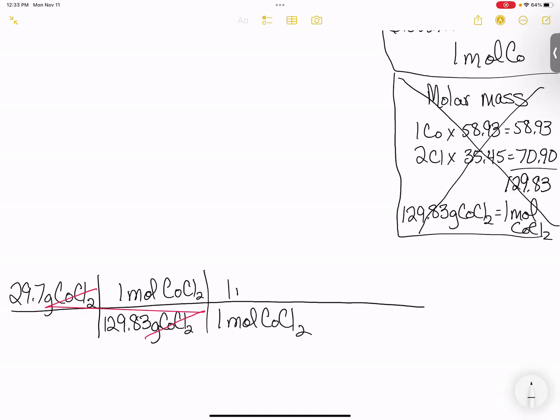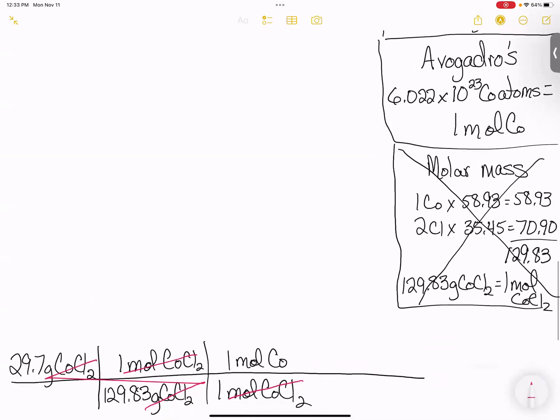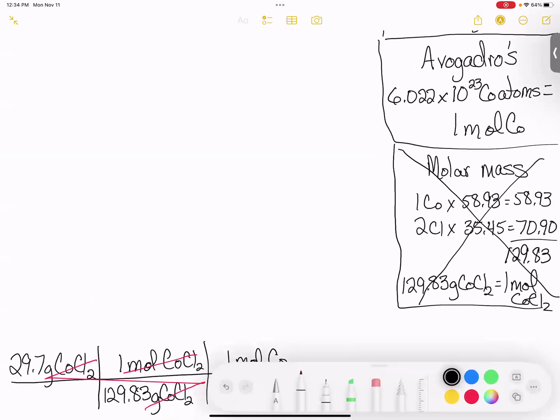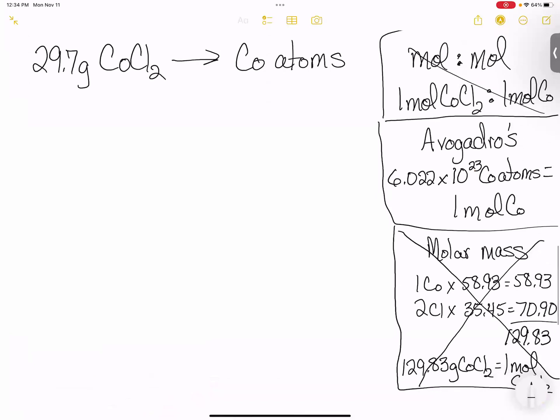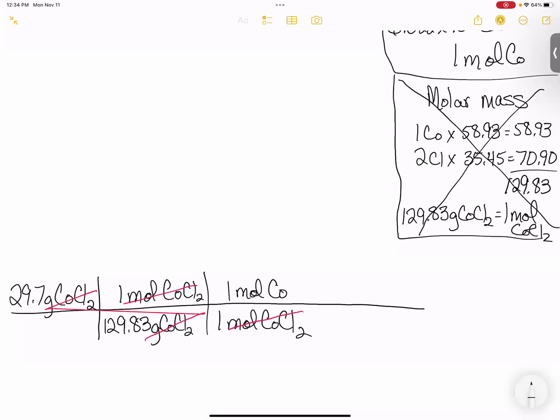Why? Because the substance and the unit has got to cancel. You're now left with moles of CO. And again, once you've used a conversion factor, you don't use that one again. So we're done with the mole to mole. We must need Avogadro's number next.